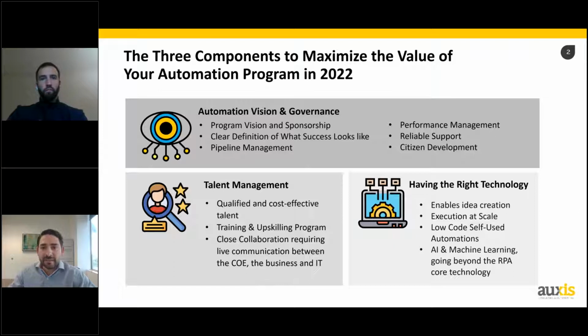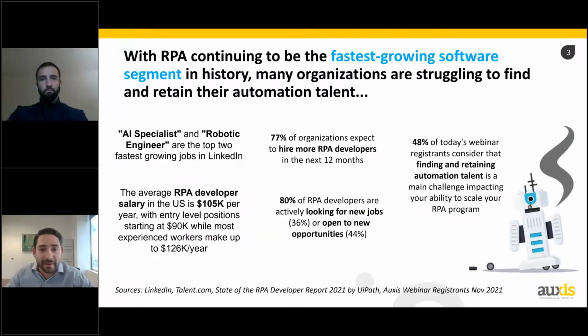So talking about a little bit of talent, how is talent moving, and specifically for RPA, RPA continues to be the fastest growing software segment in history. We saw almost 40% growth in 2020. We're about to see, and it's expected to be at a minimum 20% for 2021. So it keeps expanding, and AI specialists and RPA engineers are the number one job being looked at by LinkedIn.